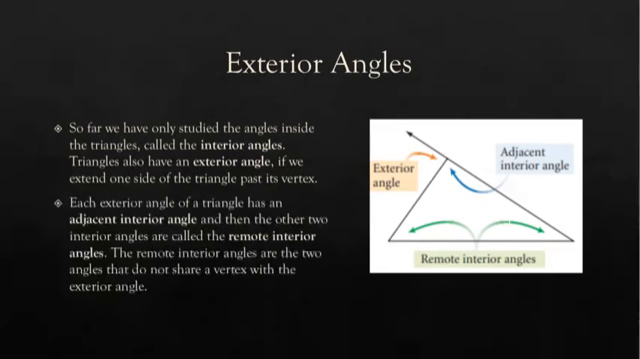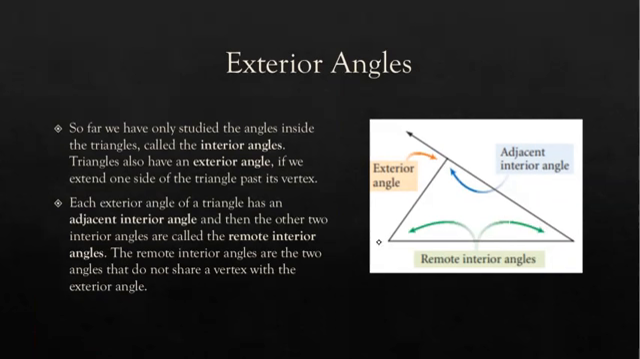Each exterior angle of a triangle has an adjacent interior angle. So the adjacent interior angle is the one that's going to make the 180 degrees. Okay, so those two will be supplementary. And then the other two angles inside the triangle are called the remote interior angles. Remote because they are further away from the exterior angle. So these are the two remote interior angles for this exterior angle.